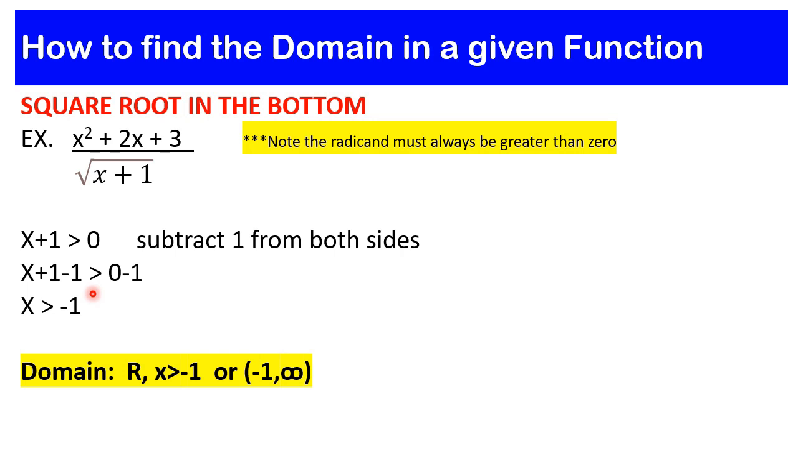Kasali po ba yung negative 1? Hindi, kasi wala pong equality sign. Ano? Therefore, sa interval notation, parenthesis negative 1 to positive infinity. Yan po yung ating pagkuha ng domain kapag merong square root sa bottom. Dalawa po yung ating restriction. Ano? It must not be negative and it must not be 0. It must be always greater than 0.